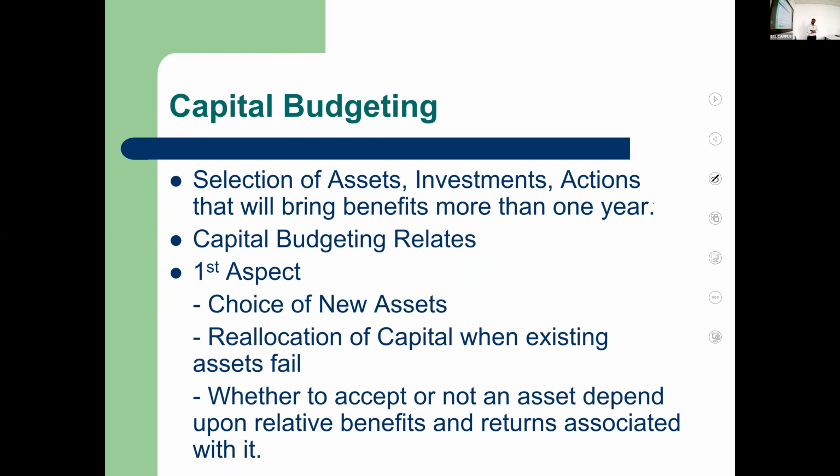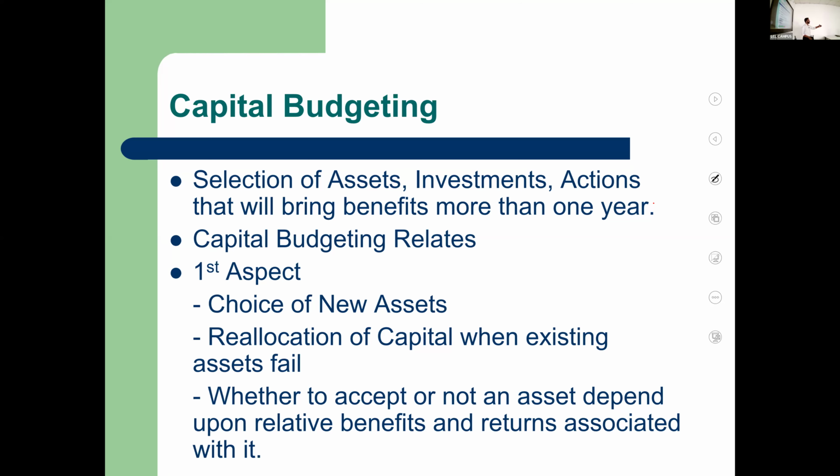Okay, capital budgeting. What is capital budgeting? Now you know. Yes, simply the selection of assets, investments, or actions that will bring benefits for more than 1 year. Then it is called capital budgeting. Clear? So capital budgeting relates to two aspects. The first aspect is you need to choose a new asset, a fixed asset or long-term asset, in which you are going to invest your money.